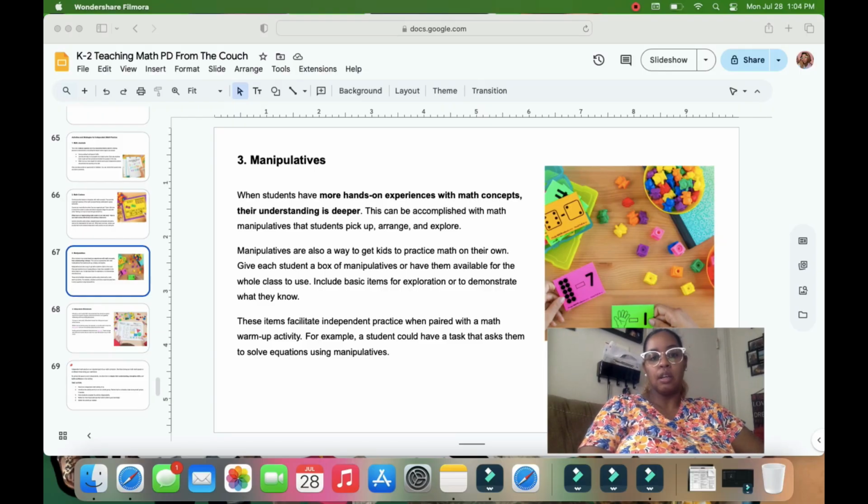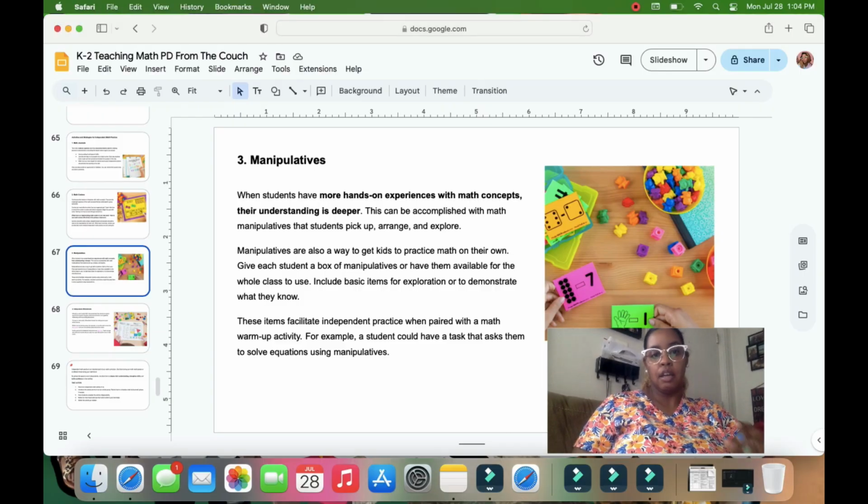So you can give each student a box of manipulatives or have them use them for the whole class. Include basic items for exploration to demonstrate what they know. These items facilitate independent practice when paired with a math warm-up activity. For example, a student could have a task that asks them to solve equations using manipulatives.